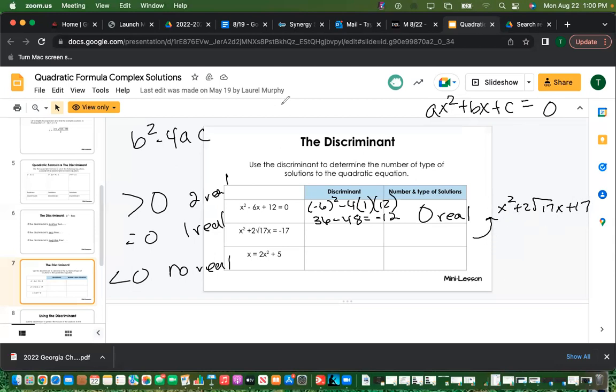Again, we're going to substitute this into our discriminant formula. So this is going to give us 2 square root of 17 squared minus 4 times 1 times 17. Now, if you type 2 square root of 17 with parentheses around it, squared, into your calculator, that's going to give you 68. And then negative 4 times 1 times 17 is going to give us negative 68. So 68 minus 68 is going to give us 0, which is going to give us 1 real solution.